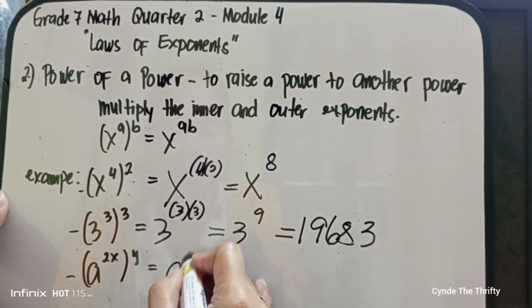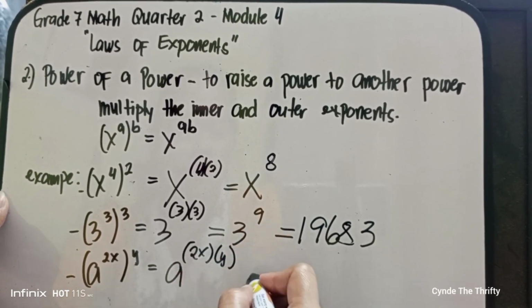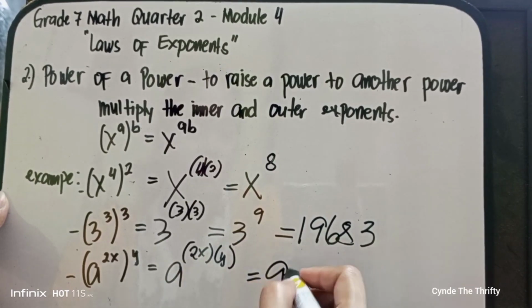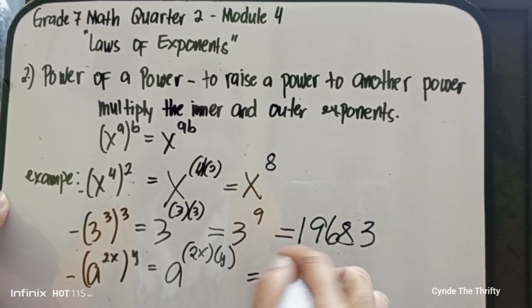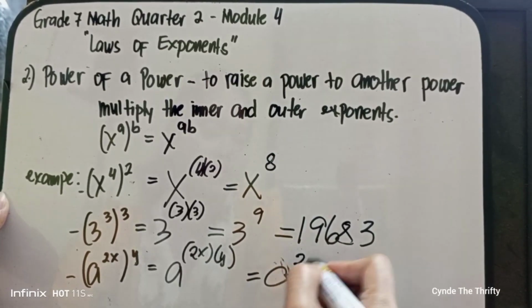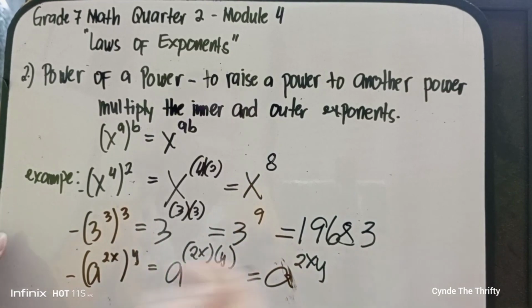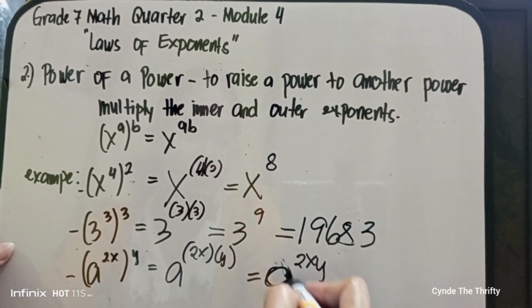And lastly, a raised to the power of 2x, raised to y. So, a raised to 2x multiplied by y equals a raised to 2xy. Ayan, kita ba? Ang pangit ng a.